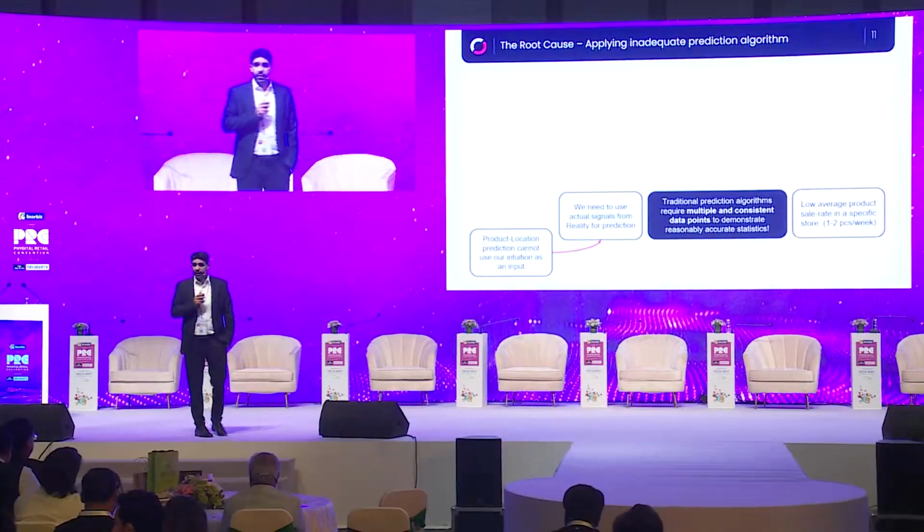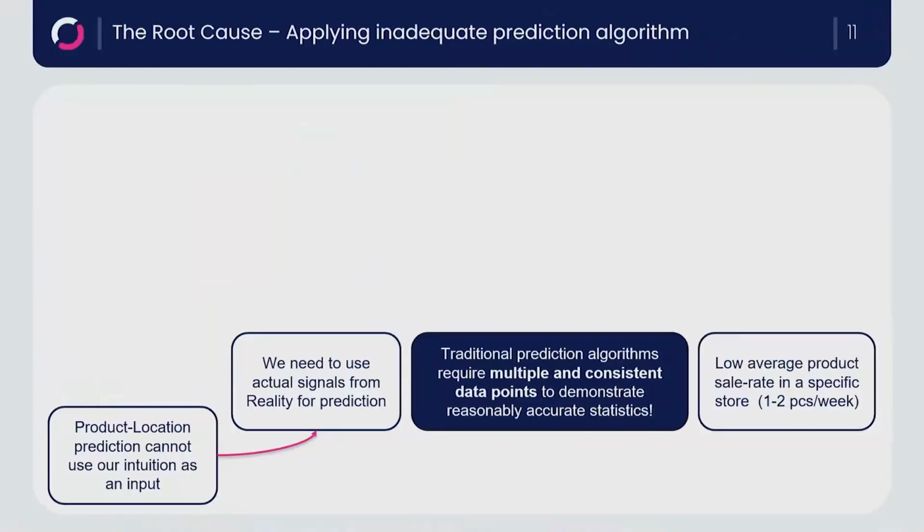Add to that another characteristic of the fashion industry. In the fashion industry, the sale rate of a product is not that high. This is not a grocery store. If you take the benchmark average across different kinds of fashion environments, the average sale rate of a product is between 1 to 2 pieces in a week. On average, that means that there are some best sellers that sell 10 pieces in a week. There are some that don't sell any. And the average is between 1 to 2 pieces in a week.